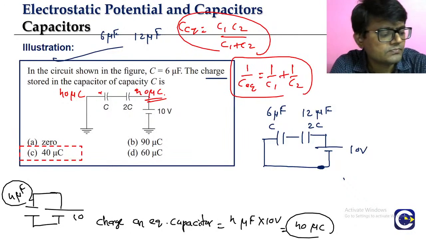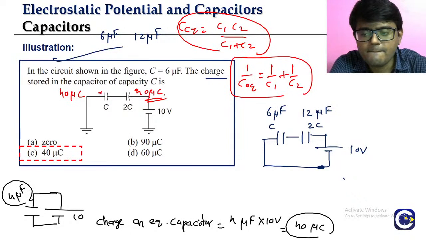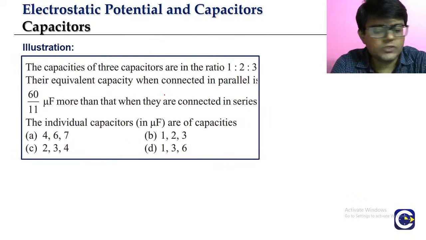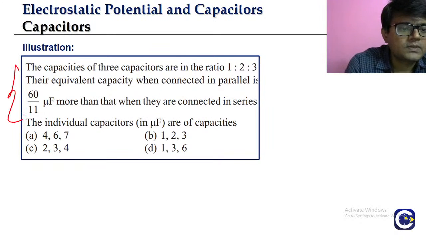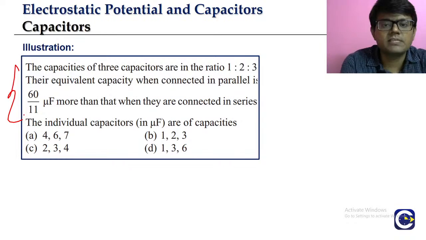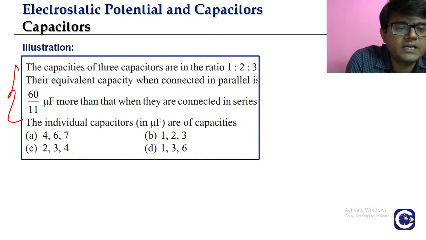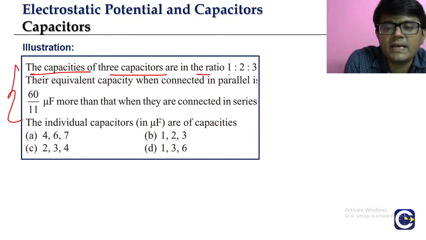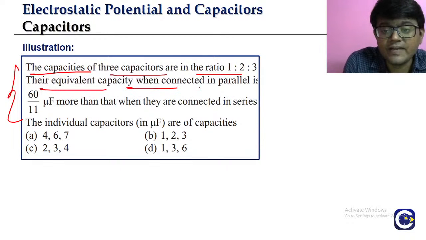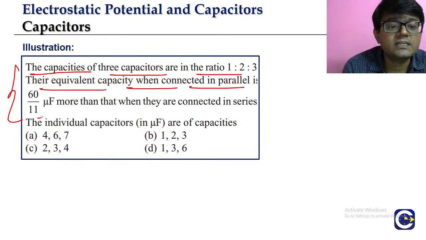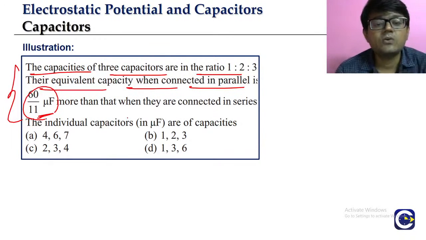Okay? So in the question, like this, we can also have some questions relating to both series arrangement and parallel arrangement. The capacities of three capacitors are in the ratio 1:2:3. Their equivalent capacity when connected in parallel is 60/11 microfarad more than when they are connected in series.